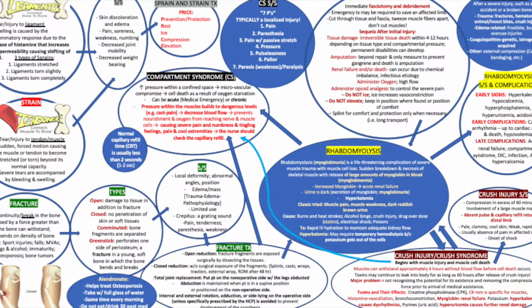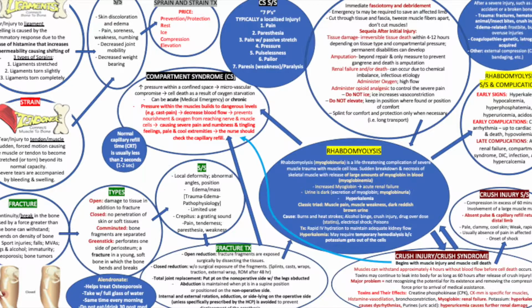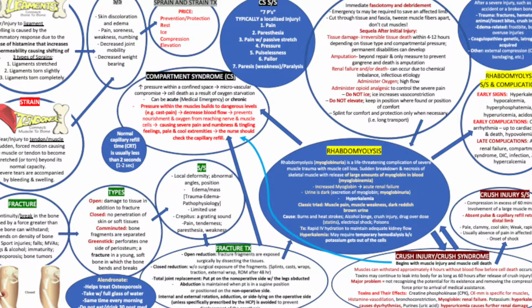Athletes who participate in activities with repetitive motions, such as running, biking, or swimming, are more likely to develop chronic compartment syndrome. It's usually relieved by discontinuing the exercise, and it's not dangerous. Compartment syndrome is typically a localized injury, and for the signs and symptoms, there's an easy way to remember it by the 7 P's. The first one is pain.